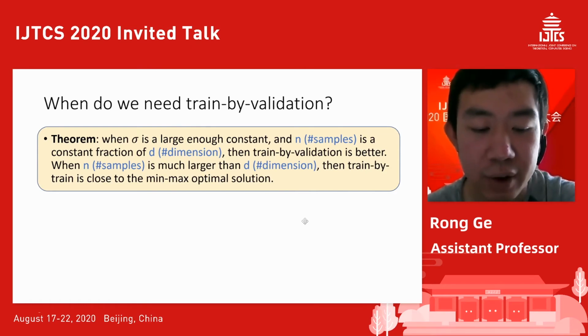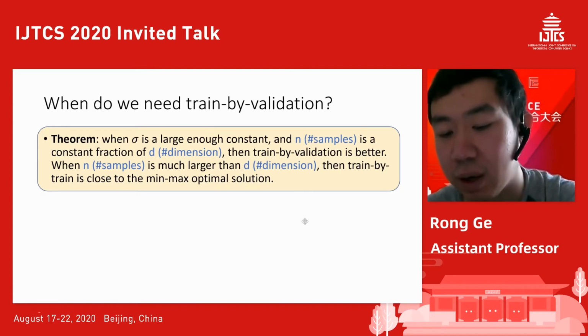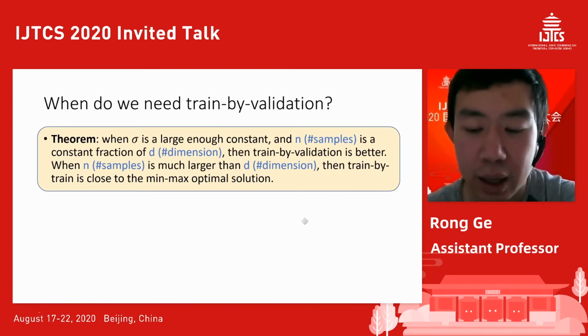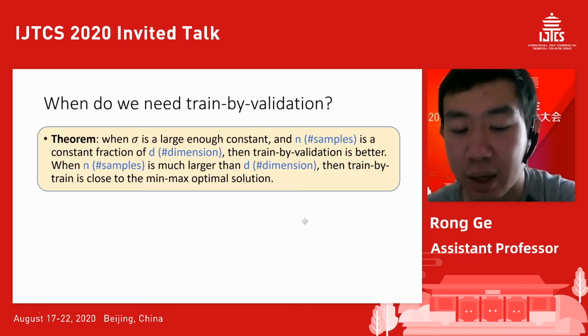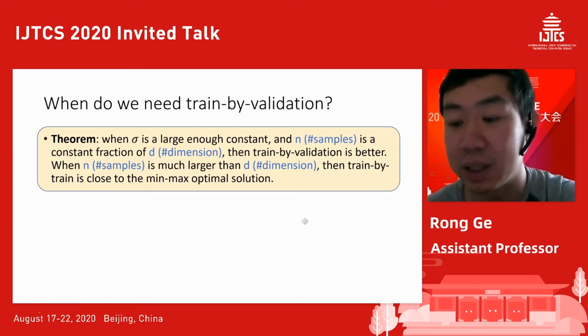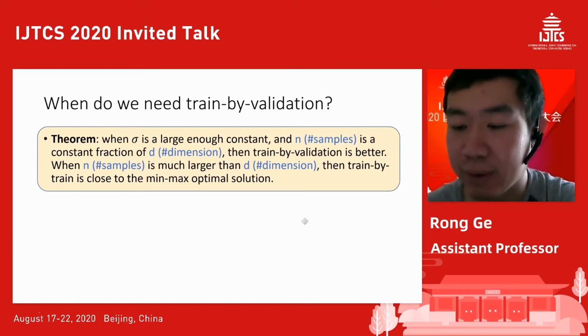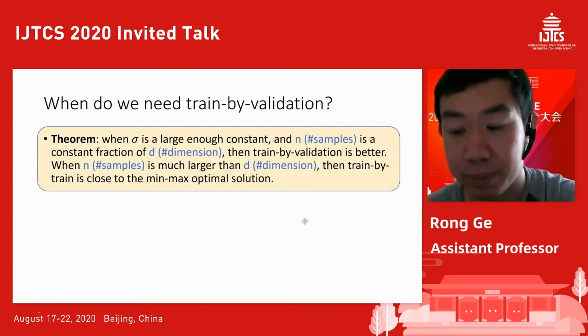On the other hand, if your number of samples n is much larger than the number of dimensions, say n is at least d log d, then train-by-train is actually close to the minimax optimal solution, so you cannot do better than that. In that case, you do not need to use train-by-validation, you can just use train-by-train.